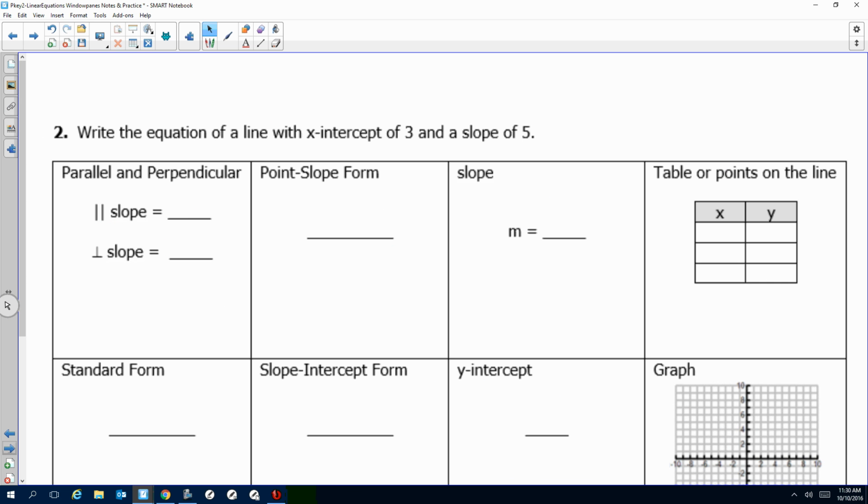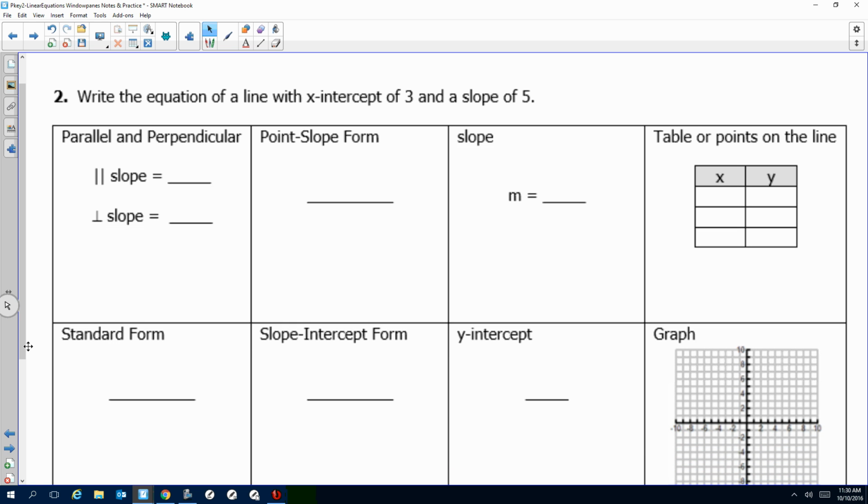All right, number 2. We're going to write the equation of a line with the x-intercept of 3 and a slope of 5. So what do we underline? What's the given key information? Yeah, x-intercept of 3, slope of 5. We're writing the equation of the line. That's what we have to do.